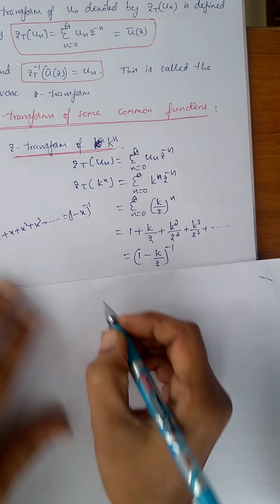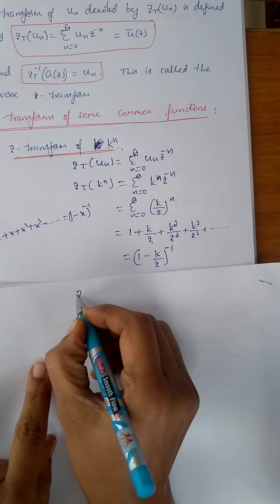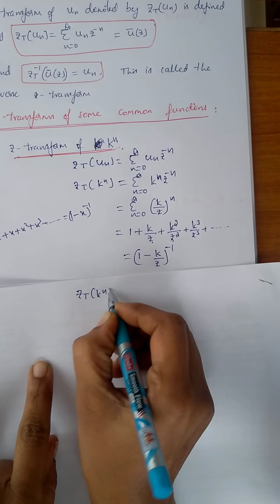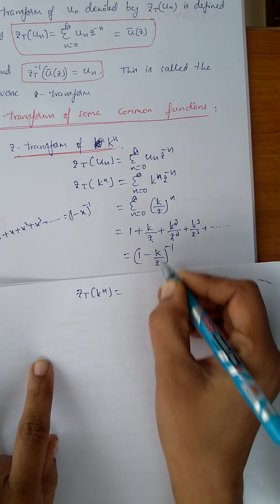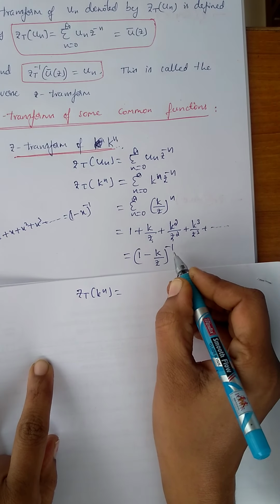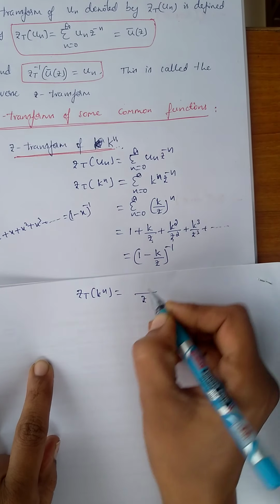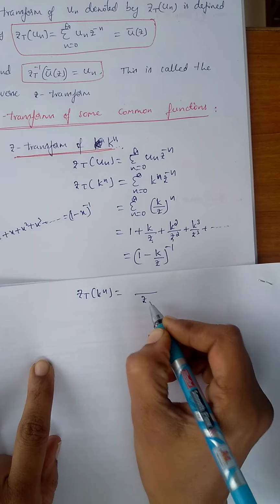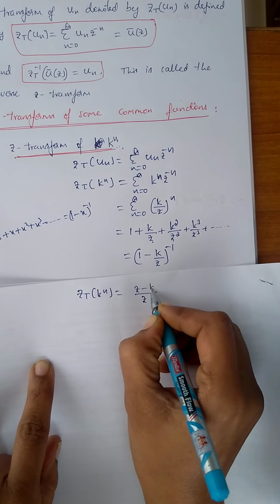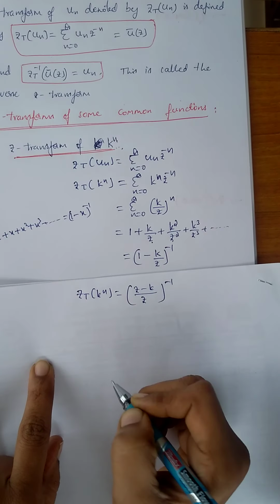So the Z transform of k to the power of n is equal to (1 minus k by z) to the power of minus 1. Just consider z as the LCM and simplify this. If we take z as the LCM, we will get the numerator (z minus k) to the power of minus 1.